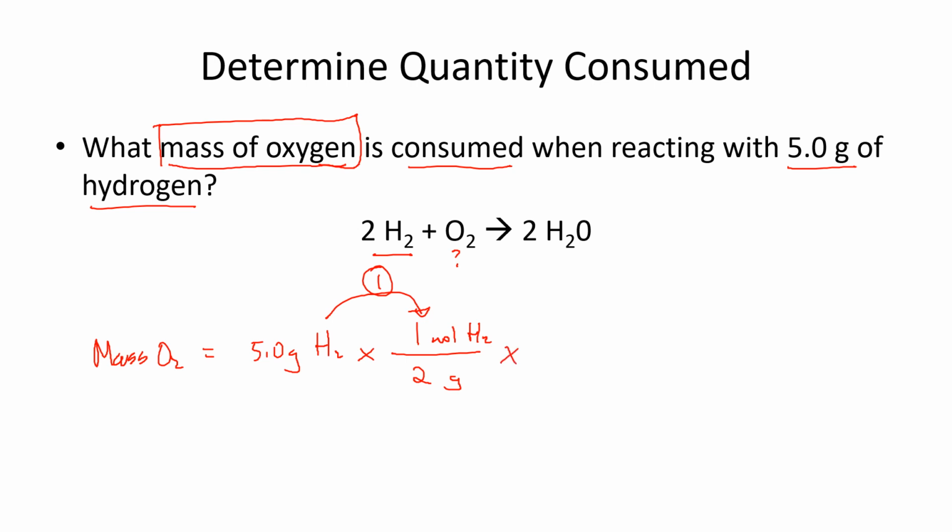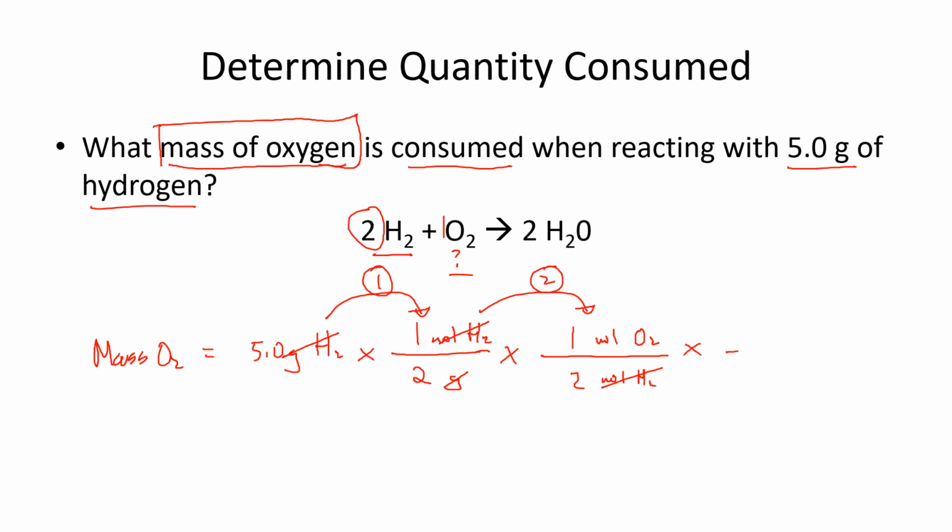Then step 2 is to use that mole ratio to go from the moles of the thing we have, which is hydrogen, to the moles of the thing that we want, which is the oxygen. So we want to go from moles of hydrogen to moles of oxygen. And the ratio from the balanced equation here is 1 to 2. Now the grams of the hydrogen have canceled out. The moles of the hydrogen have canceled out. Now we got moles of oxygen. So that was step 2.